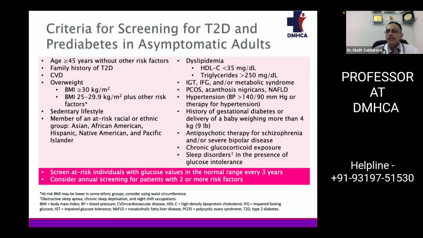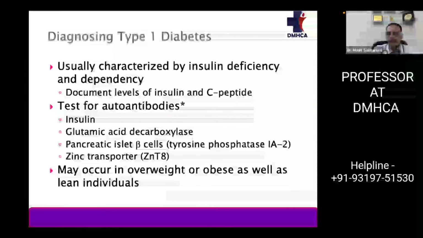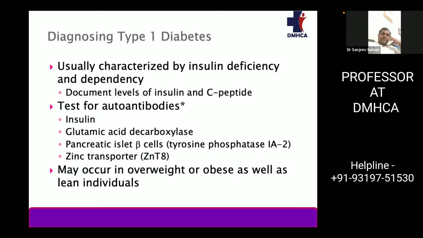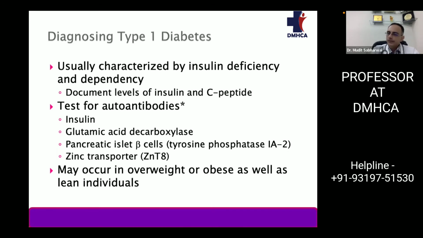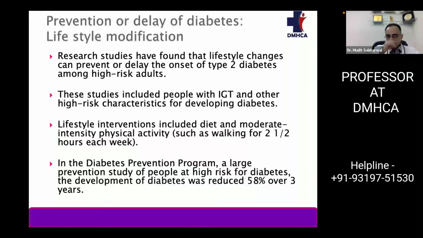Why are PCOS patients at a higher risk of having diabetes? Can someone tell me? Decarboxylase antibodies, pancreatic beta cell antibodies and zinc transporter antibodies. This may occur in overweight or obese patients as well as lean individuals, so it may not be specific to the case.